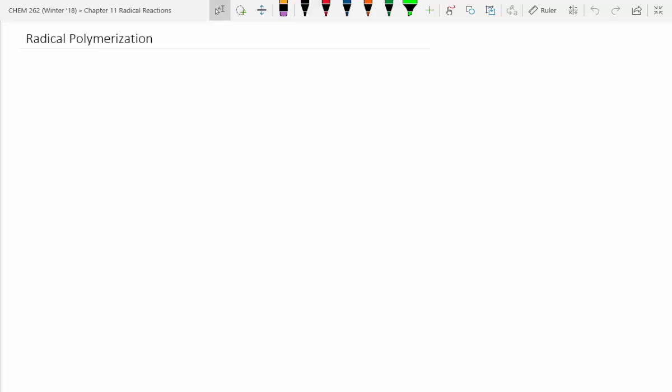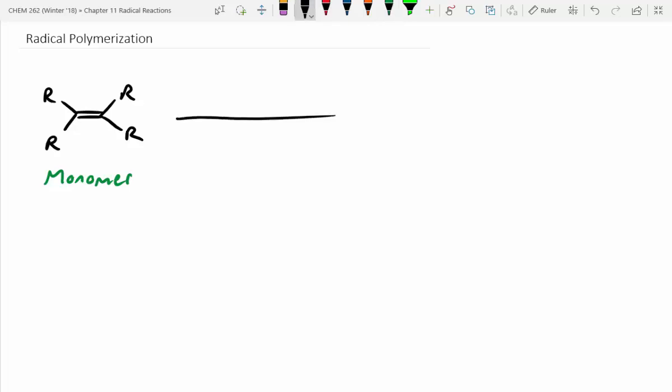Radical polymerization is actually very efficient. It doesn't produce any byproducts or waste. So I'll show you guys how this works. With radical polymerization, you start out usually with some sort of monomer that has an alkene in it. Monomer meaning one mer. Nobody laughed at that. And then what you're going to do is polymerize it. And what you're going to do is change this alkene into a big, long, repeating alkane.